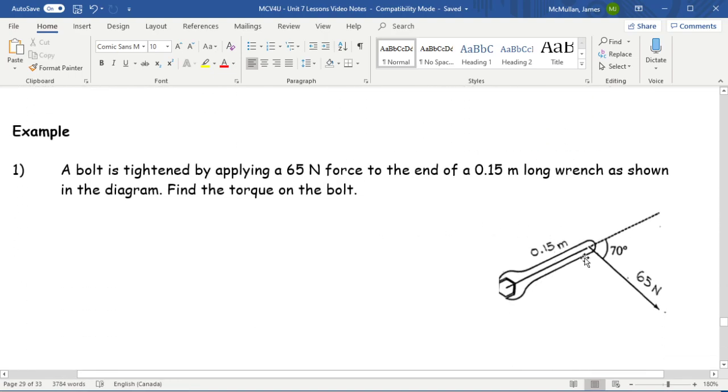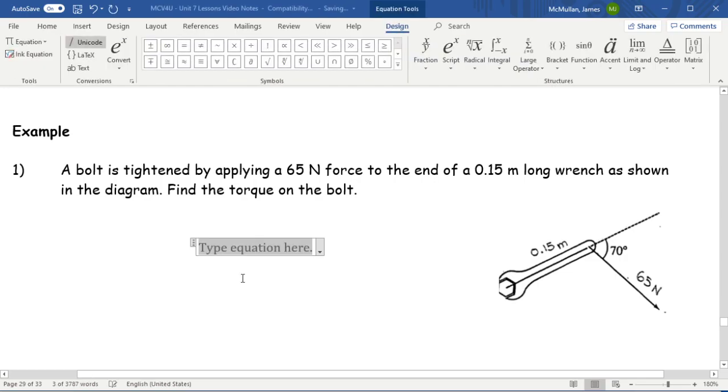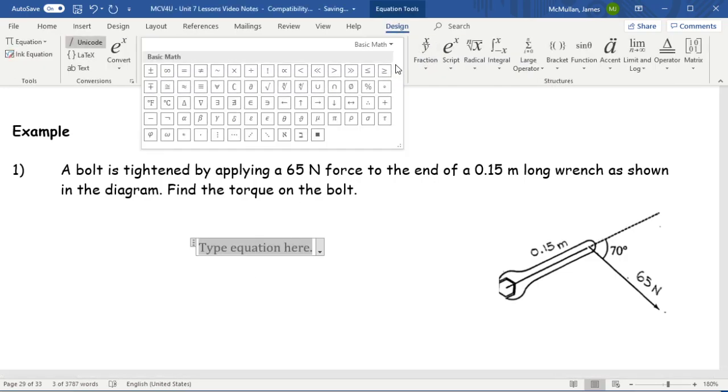So let's look at this picture. A bolt is tightened by applying a 65 Newton force to the end of a 0.15 meter long wrench, as shown in the diagram. Find the torque on the bolt. All right. So again, the torque is easy enough. Torque is this number. So tau.